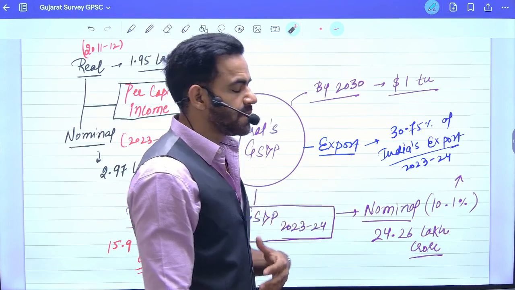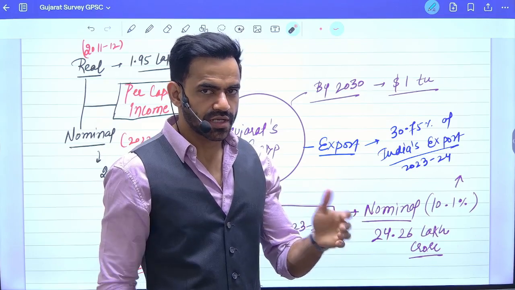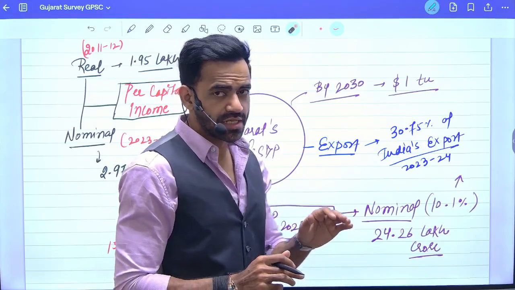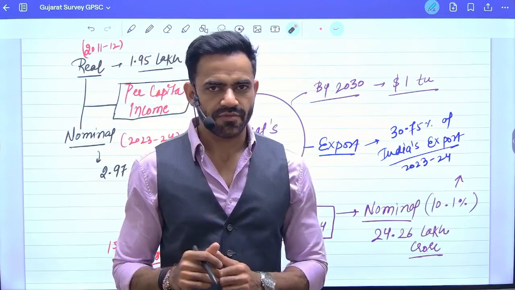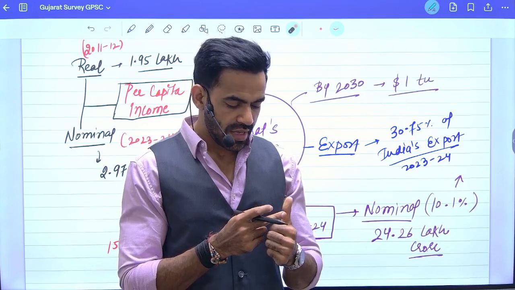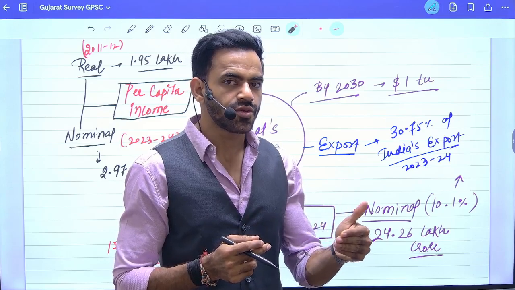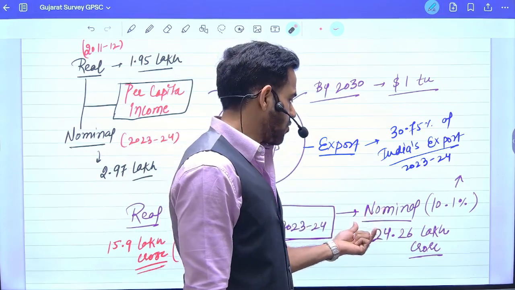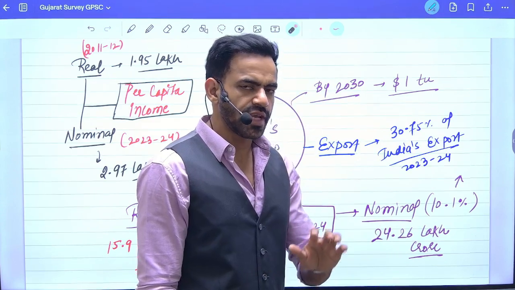Now, in terms of GDP or GSDP, GSDP basically refers to gross state domestic product. That means the GDP of the state. Nominal GDP means GDP at current price level. Real GDP means GDP at constant price level. Whenever I am saying constant price level, I am referring to the price level of 2011-12. Whenever I say nominal, I am referring to the price level of 2023-24.